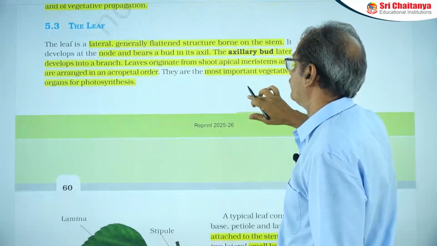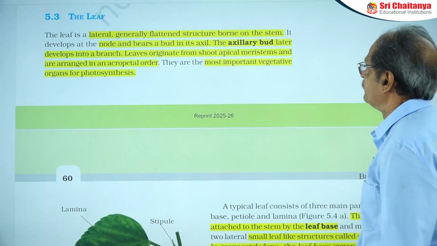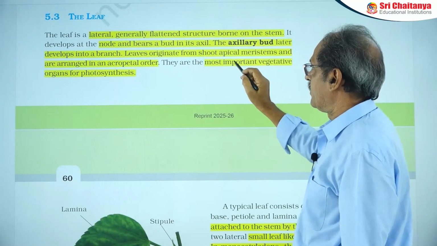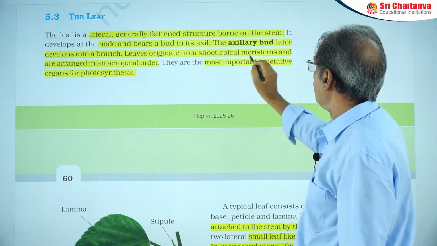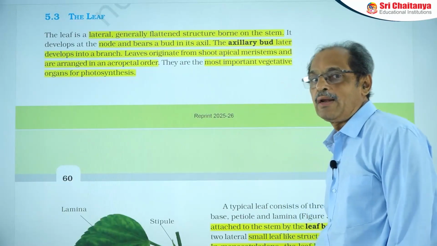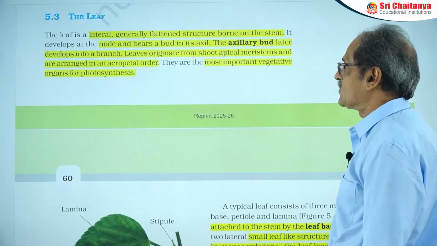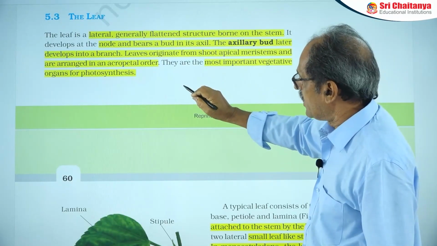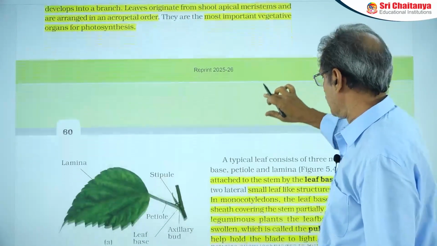Next one is the leaf. The leaf is a flattened structure borne on the stem. The axillary bud directly develops into a branch, and leaves originate from the shoot apical meristem. This is important. They are arranged in acropetal order, that means older leaves are at the base and younger leaves are at the apex. And they are the most important vegetative organs of photosynthesis. That is the leaf function.